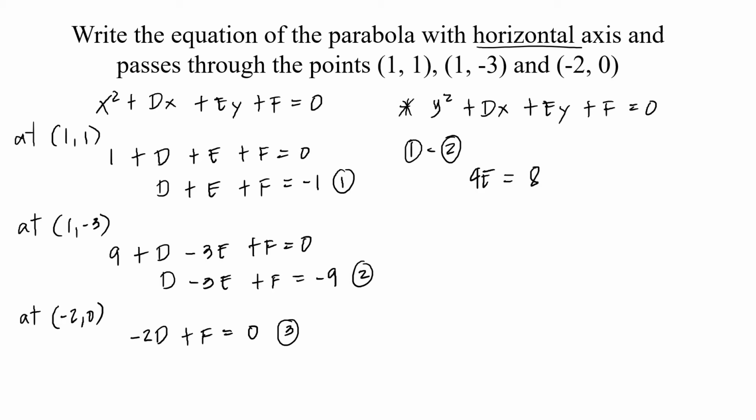It so happened that we can already solve for the value of e from this resulting equation. Then dividing both sides of this resulting equation by 4, we have e is equal to 2.